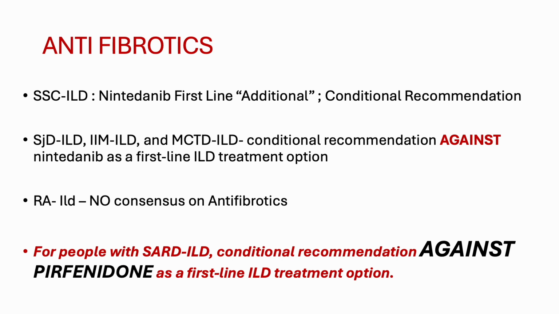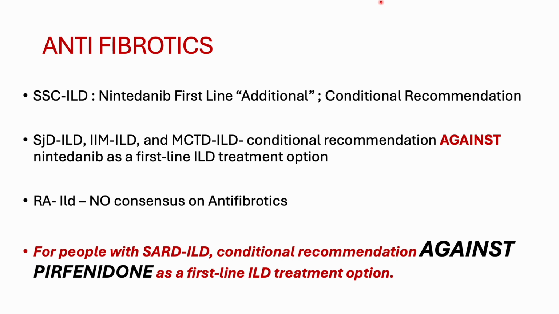When we talk about rheumatoid arthritis ILD, they could not come to any consensus on antifibrotics. And for pirfenidone, the conditional recommendation is against pirfenidone as a first-line ILD treatment because we do not have good evidence. The evidence for nintedanib also in SSc-ILD is low, so this is a conditional recommendation. And they also mention that nintedanib may just cause an attenuation of the FVC decline and not stabilize or improve the disease. So there's lack of efficacy in these parameters.